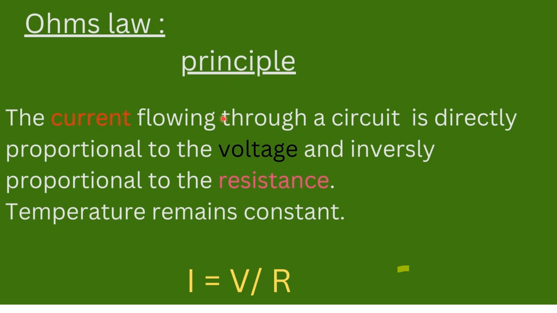The current flowing through a circuit is directly proportional to the voltage and inversely proportional to the resistance, when temperature remains constant. I equals V by R. This is the formula. I is current, V is voltage, R is resistance.